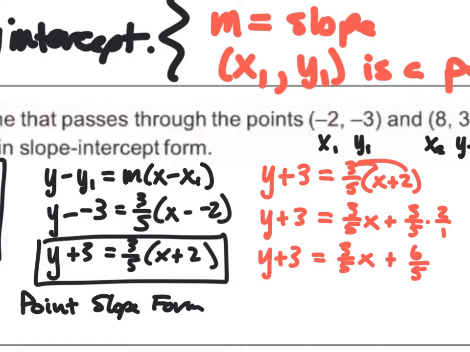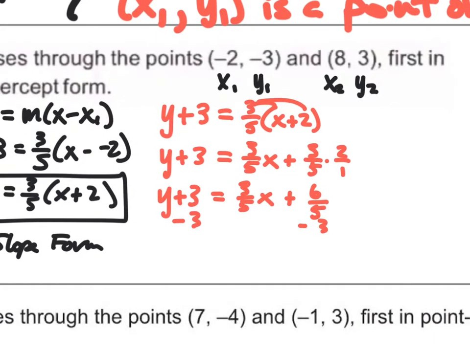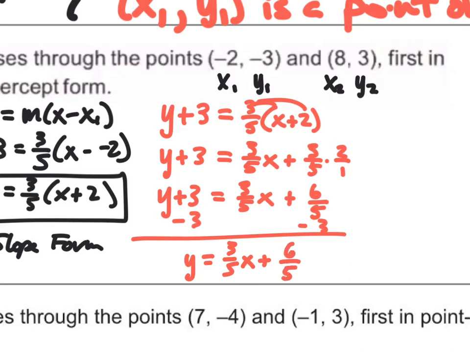And from there, my objective is to solve this equation for y. Get y equals everything else. So I'm going to subtract a 3 from here and here. As a result, we get this: y is equal to 3/5 x plus 6/5 minus 3 over 1.